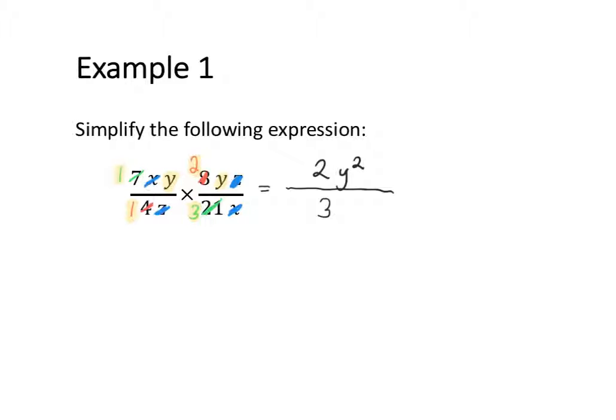Step 4 to finish it up is to check that I can't do any more simplifications. I can't do anything with my 2 and the 3, and I don't have a y up the top and the bottom, so I can't simplify it any further. So my answer is 2y squared over 3. Now let's have a look at a second example.